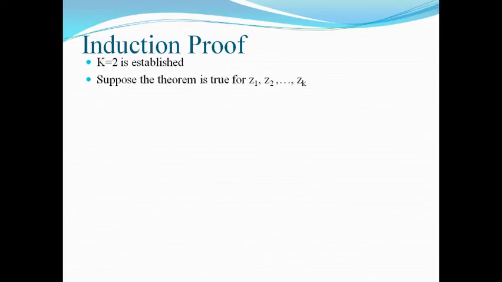Okay. Then we suppose that the theorem is true for m1, m2 to mk. What are m1, m2, mk? They are relatively prime numbers. Then we have to prove it for k plus 1, because we are proving it by mathematical induction, that's why we have to prove it for k plus 1.